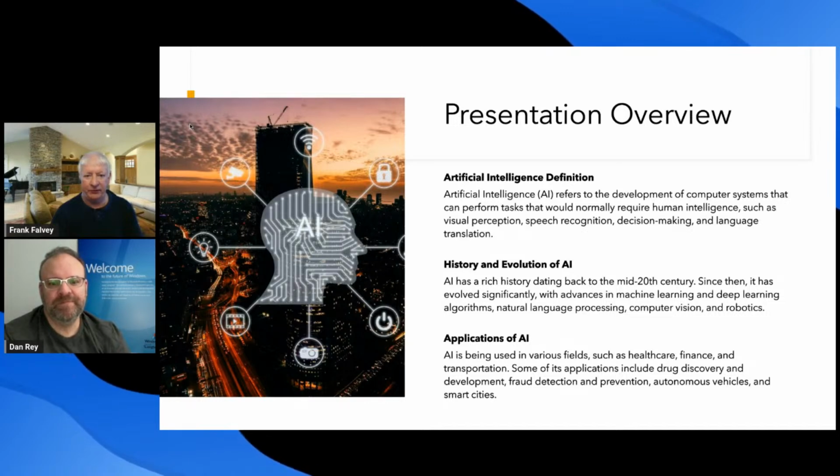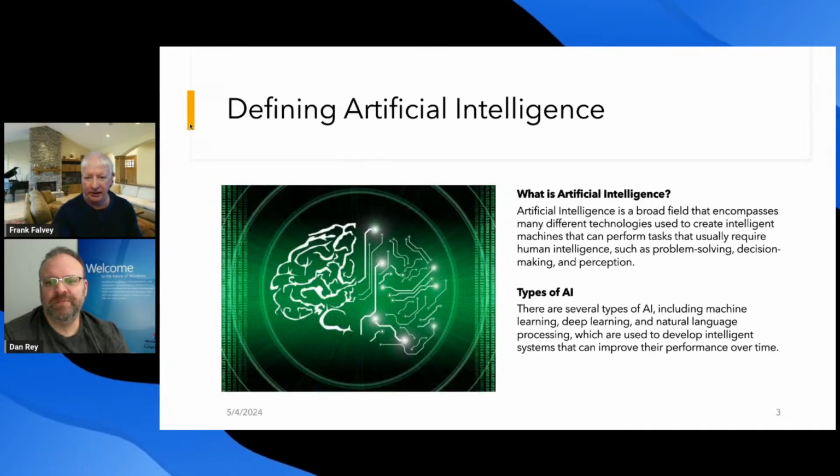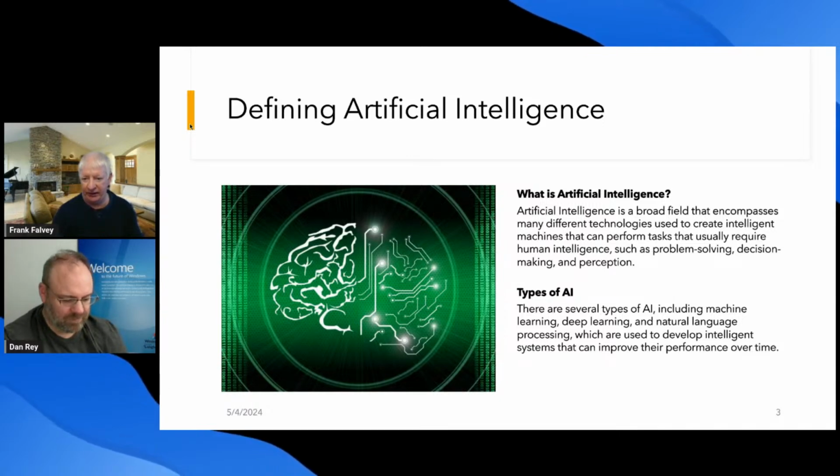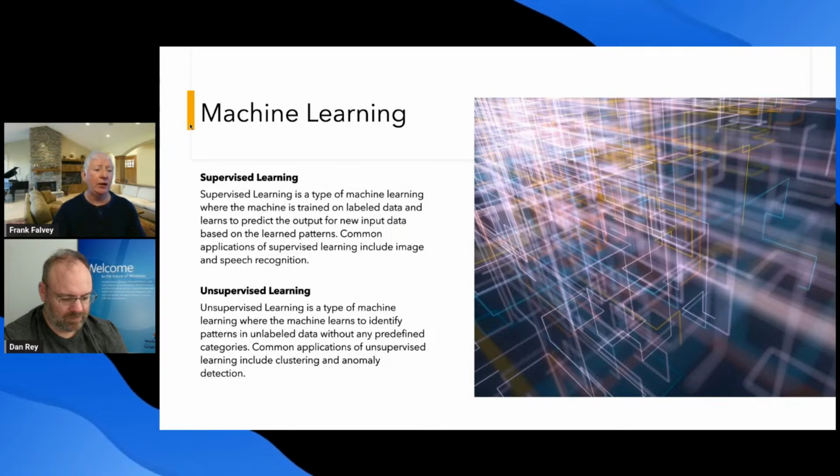Presentation overview, artificial intelligence definition, history, applications of AI. So it's pulling together what is artificial intelligence, types of AI. As we were saying there, machine learning, deep learning, natural language processing. So yeah, here's your supervised learning. This is a topic I've done a lot of in the past, machine learning. So I might do some more of this maybe next week if anybody is looking to learn about machine learning.